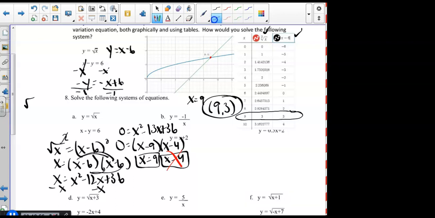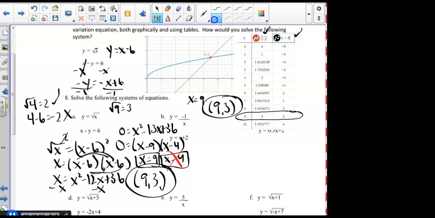The square root of 4 is 2. That checks. And I'll do the x minus 6. So 4 minus 6 equals -2. So that does not work. So you notice in my check that the only solution is 9. And when we plug 9 back in, the square root of 9 is 3. So my solution is (9, 3). And that would be the full algebra to solve 8a.